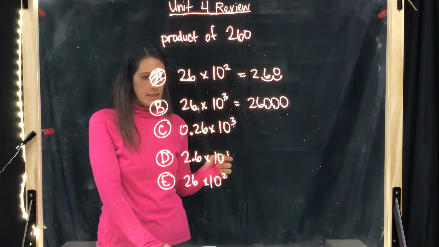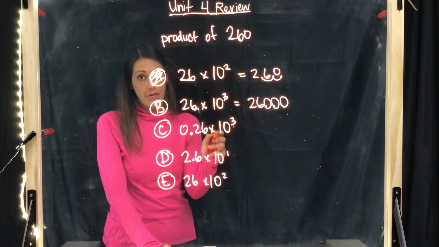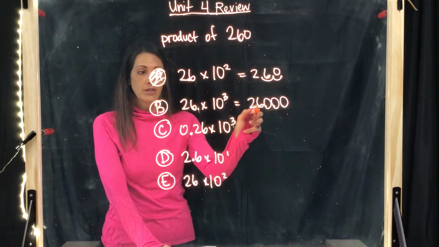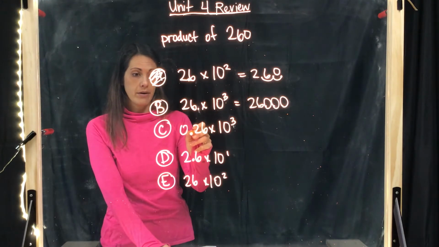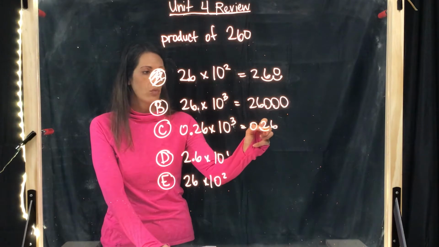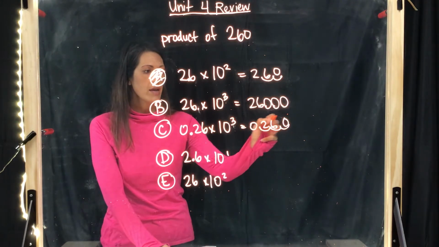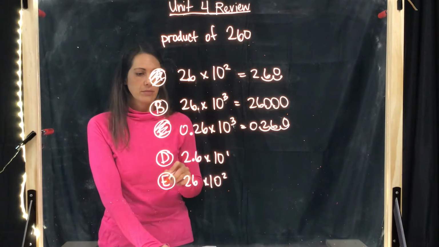Let's take a look at C. I have a decimal place right there, and 10 to the third power. So in this case, I'm not just adding 3 zeros because my decimal place is in the middle of my number. I'm going to move my decimal 3 places, 1, 2, 3, and that would be 260. So it looks like C works.